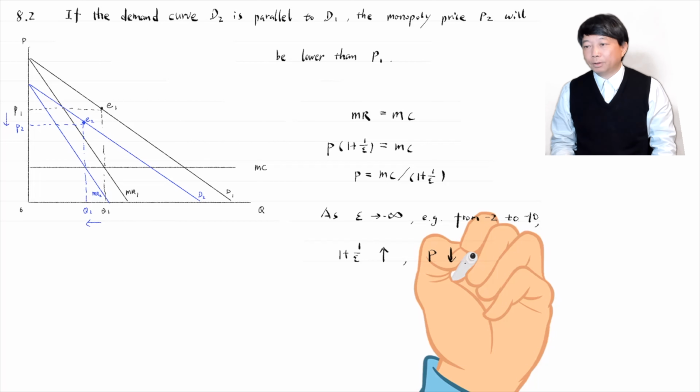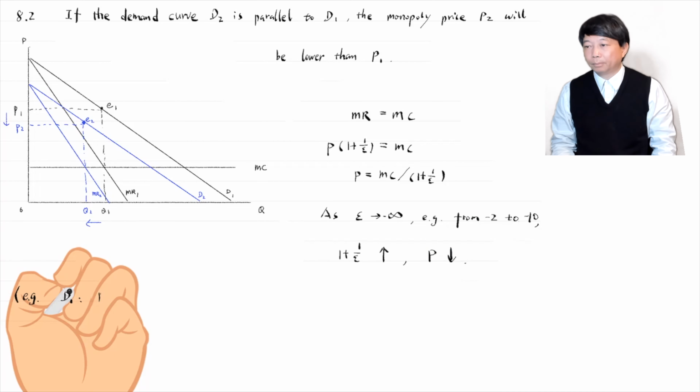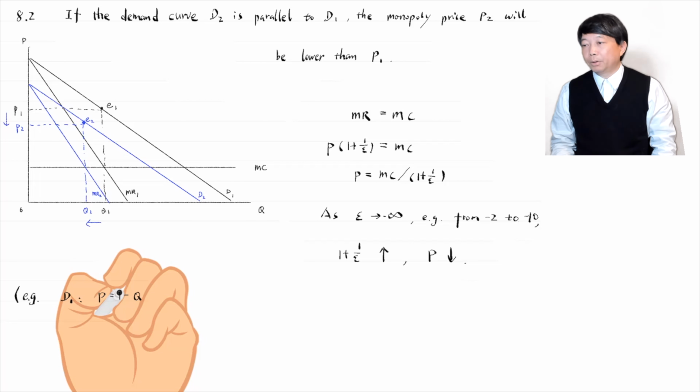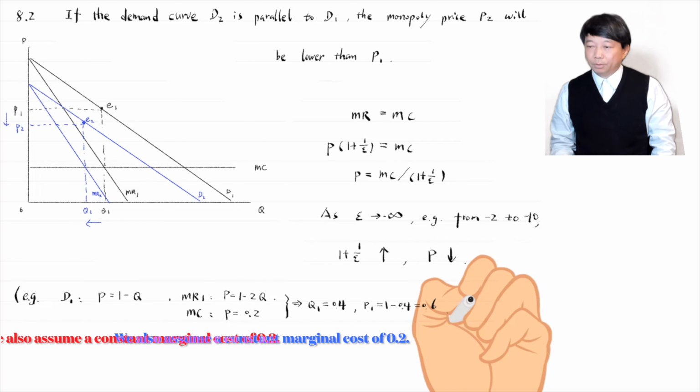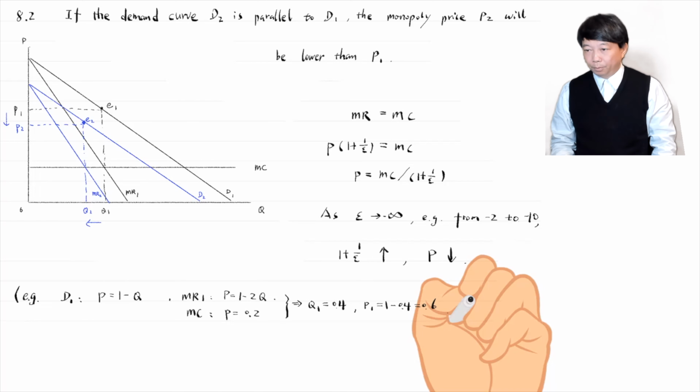We can verify this conclusion using an example. Suppose the original inverse linear demand function is P equals 1 minus Q. The corresponding marginal revenue function is P equals 1 minus 2 times Q. Using the first order condition for profit maximum, we obtain the monopoly optimal quantity of 0.4 and price of 0.6.